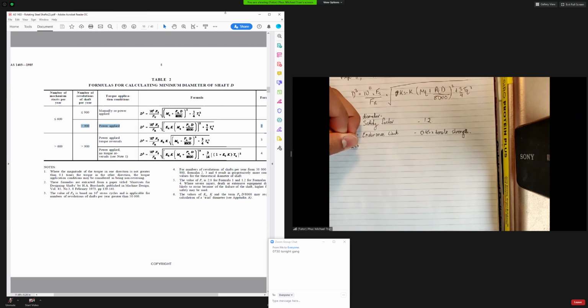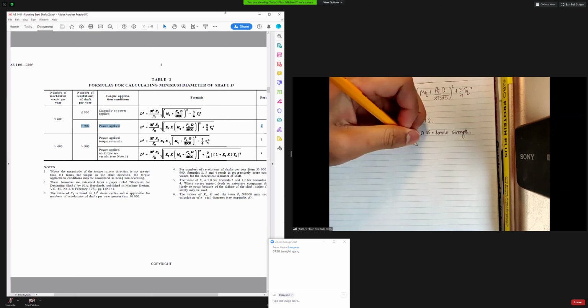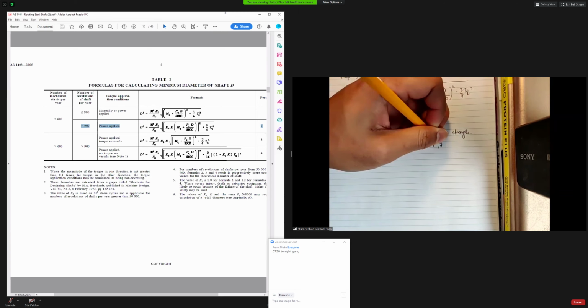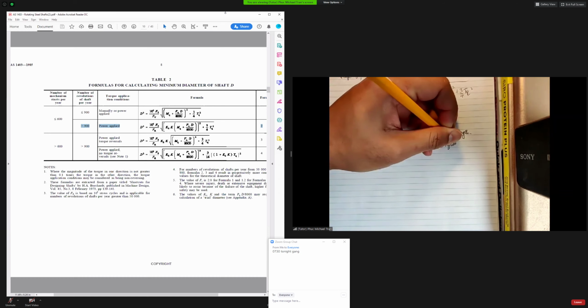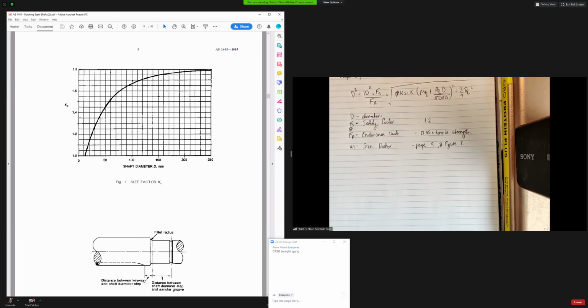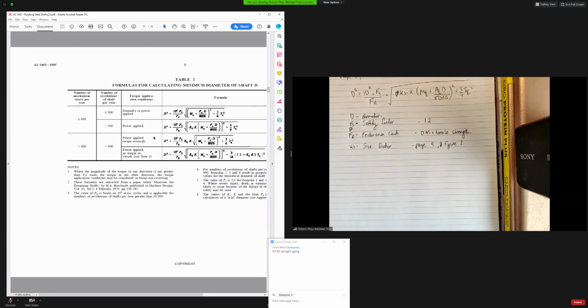KS is a size factor. So the bigger your shaft, the stronger it's going to be. And that's in page 9, table 1, or figure 1. And that's that one there. But we'll go through it soon. K is going to be your stress raising factors.